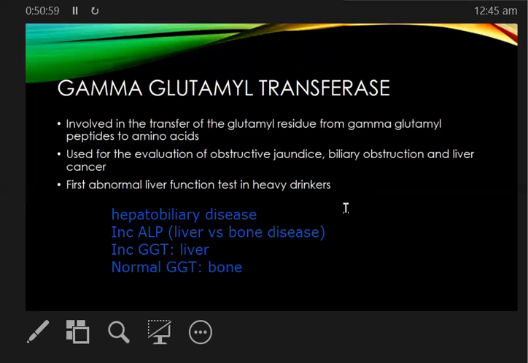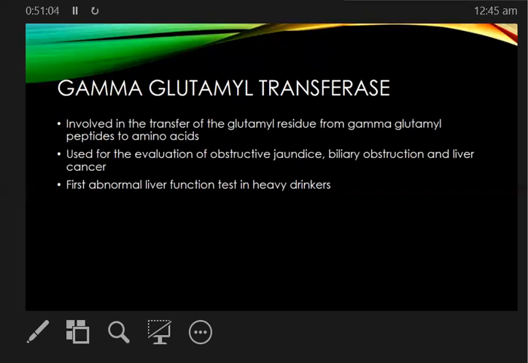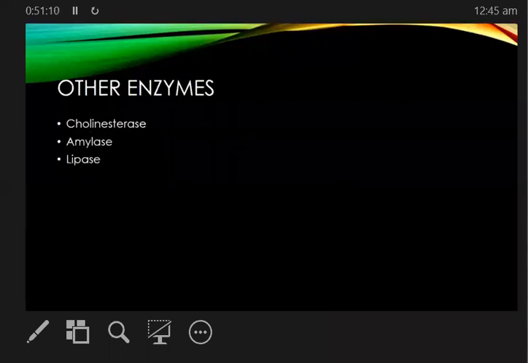Okay, so that's for your gamma glutamyl transferase. Next we have the other enzymes. Other enzymes: we have your cholinesterase, your amylase, and your lipase.